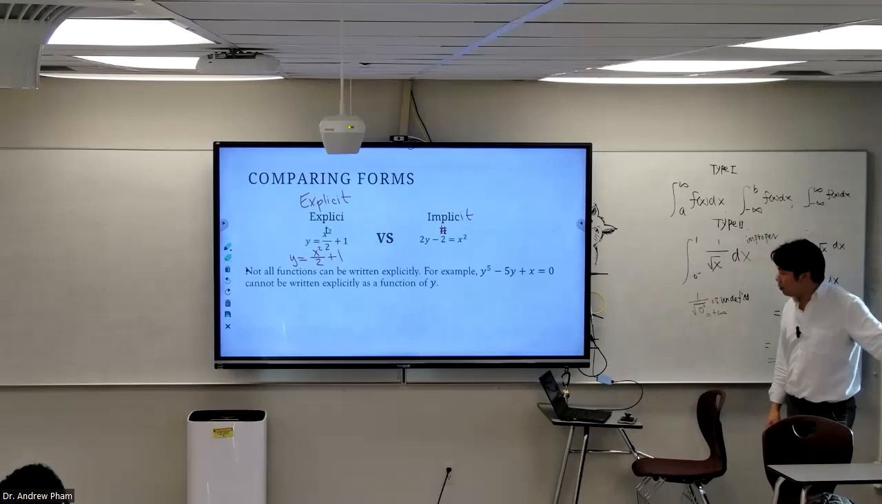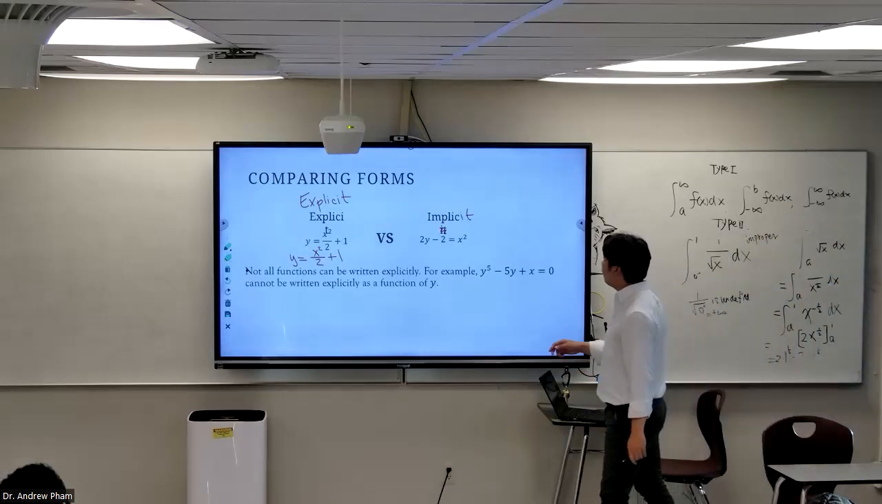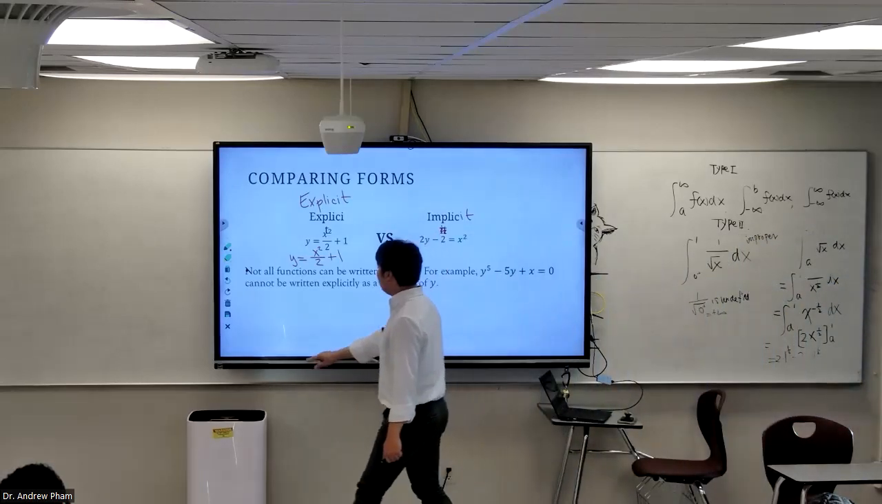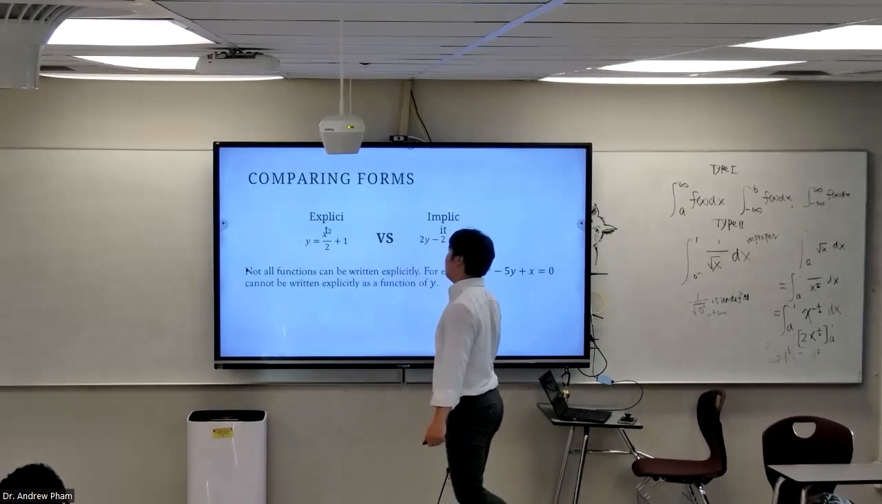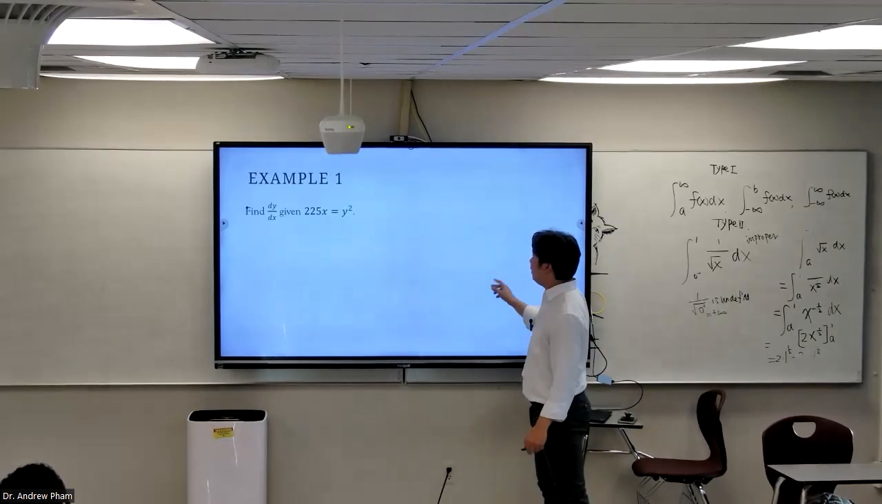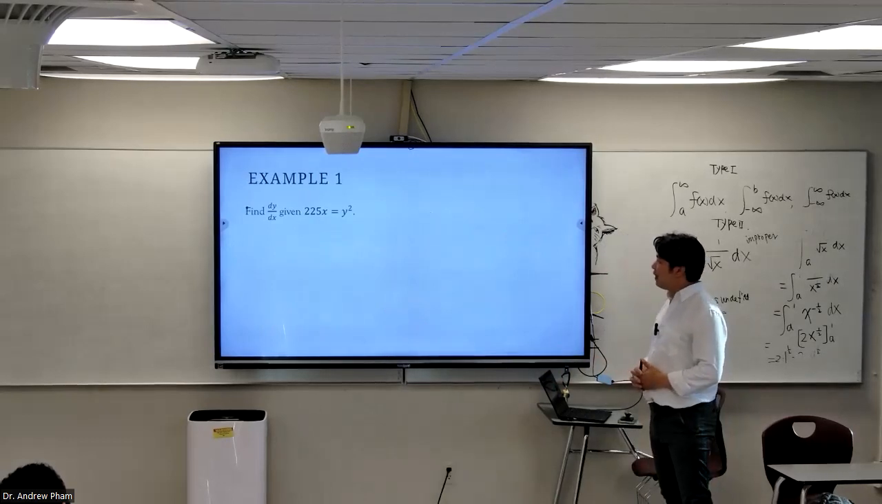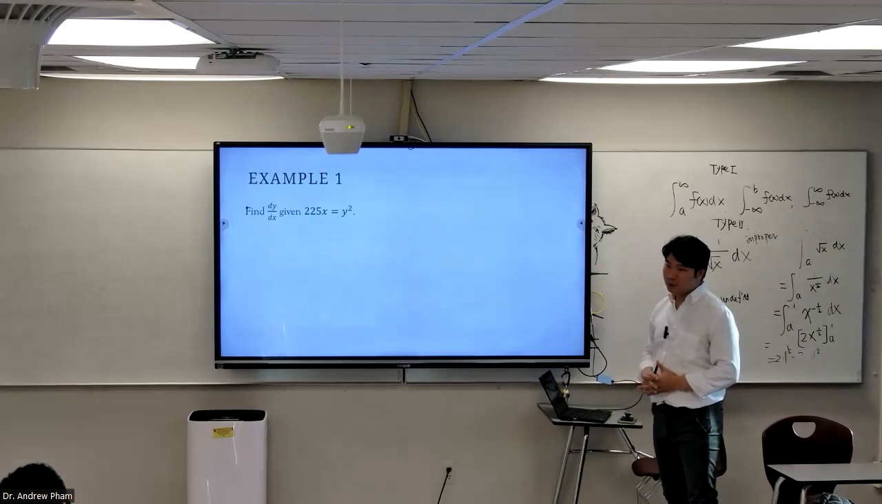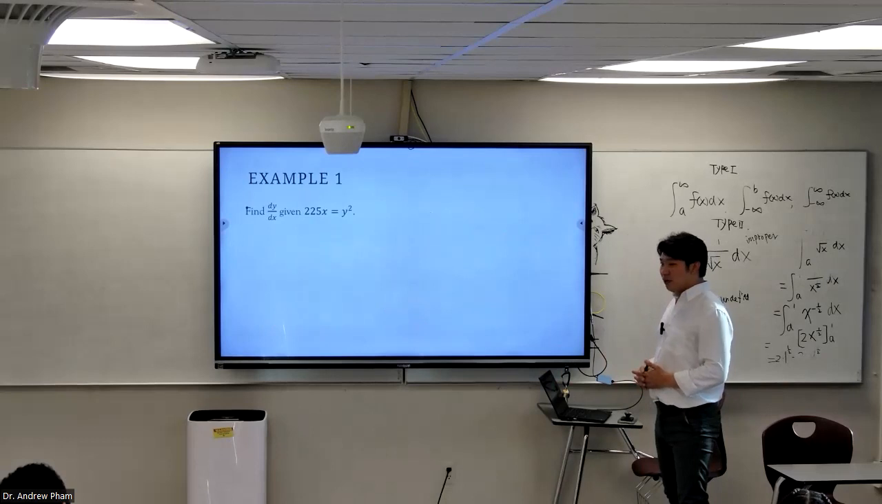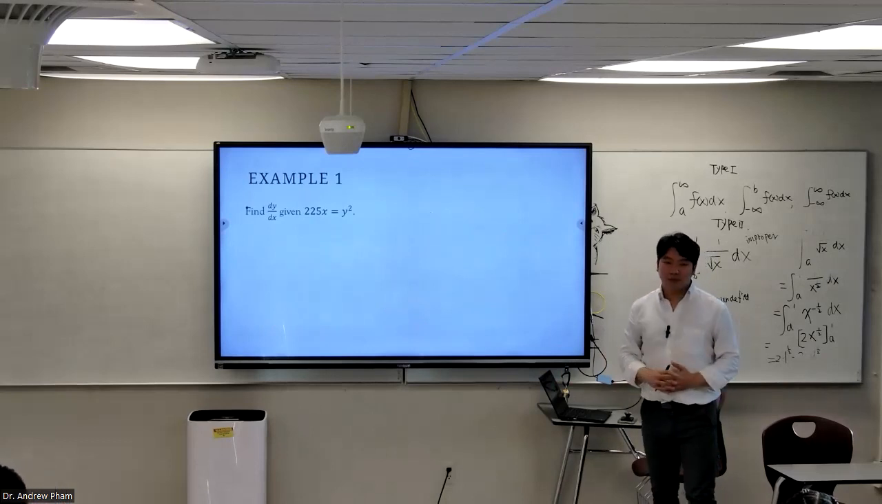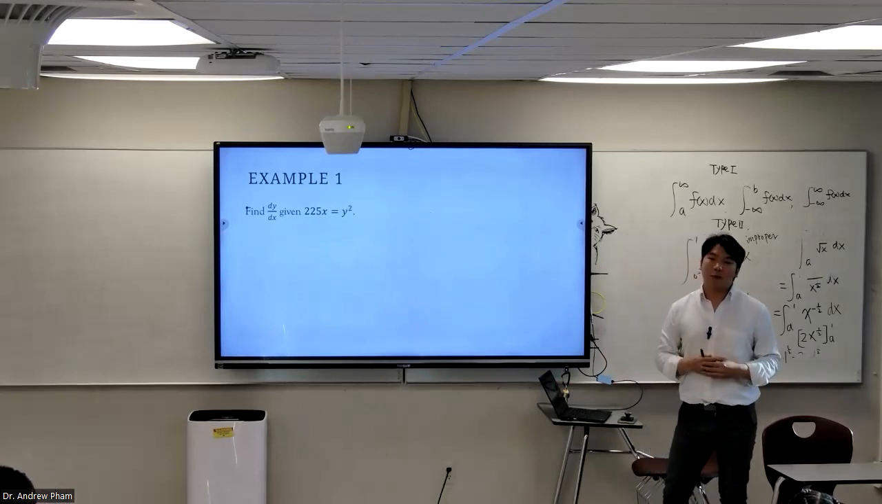All right, so let's go ahead and move from here. Hopefully, there we go. Find dy dx, given that we have 225x is equal to y squared. So here I've just thrown you straight into an example. I'm going to do this in two different ways.